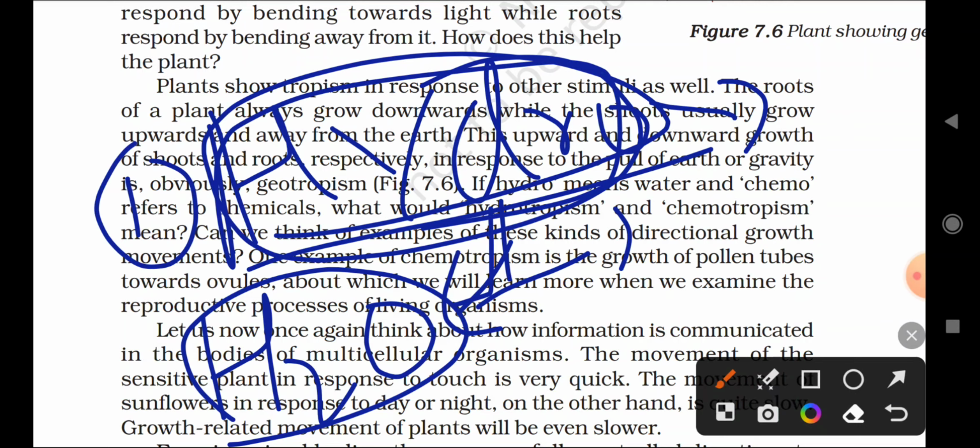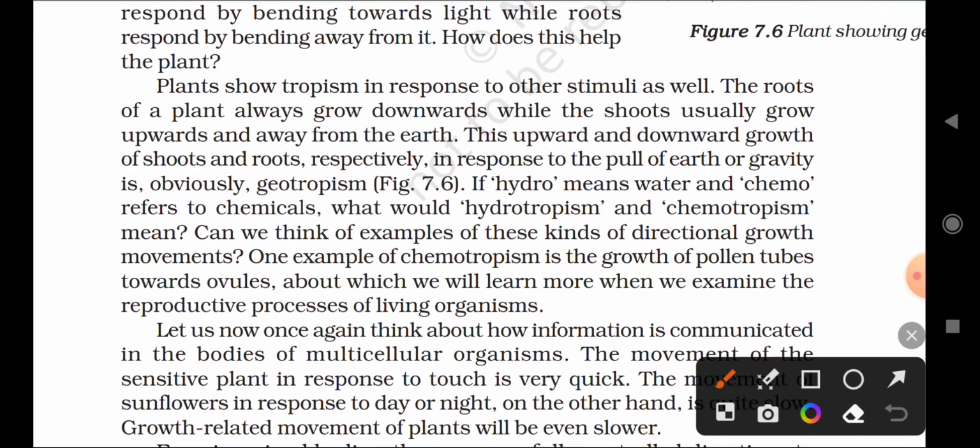Very easy to understand. What is hydrotropism? The plant's movement towards the water side is called hydrotropism. Simple definitions, but very important for your annual exam.